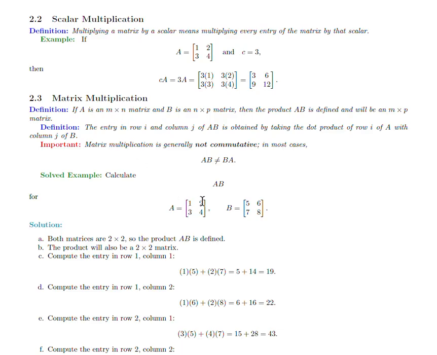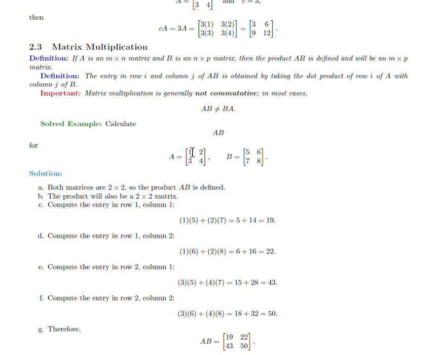The order of matrix A is 2 by 2, the order of matrix B is 2 by 2. So the number of columns in matrix A is 2 and the number of rows in matrix B is 2. So these two matrices can be multiplied by each other. They are conformable, right? And the resulting matrix must be 2 by 2. So how do we do the multiplication?